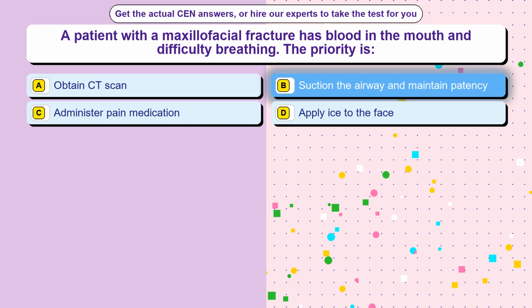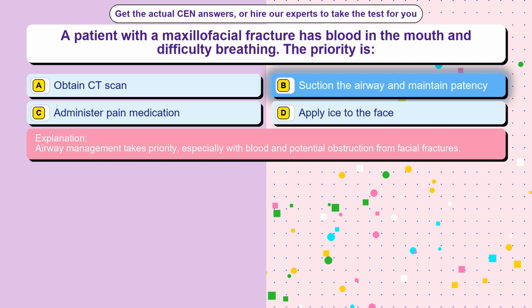The correct answer is option B, suction the airway and maintain patency. Airway management takes priority, especially with blood and potential obstruction from facial fractures.